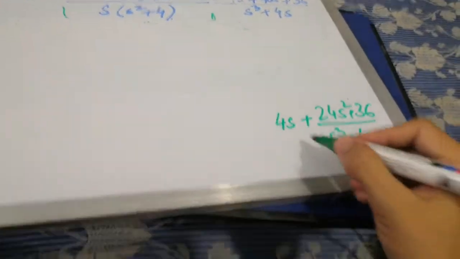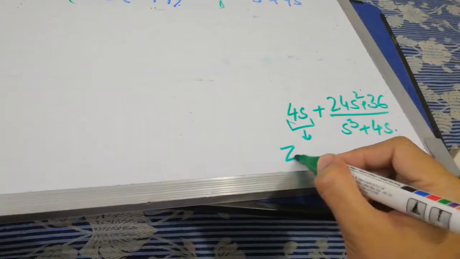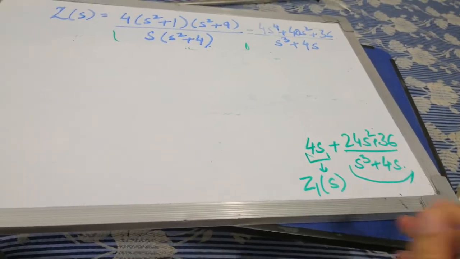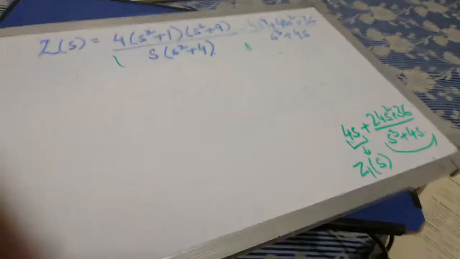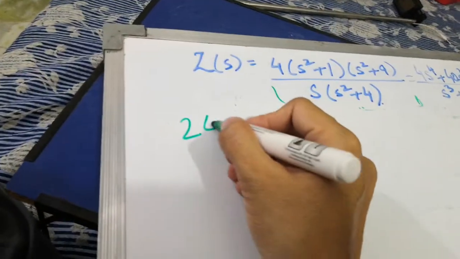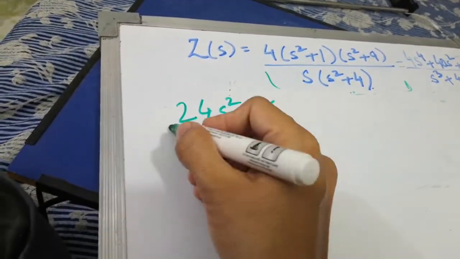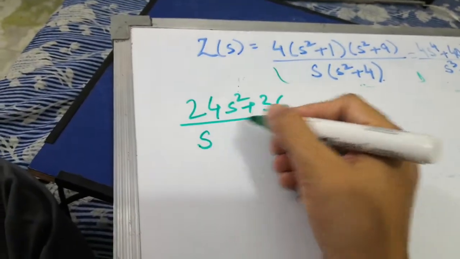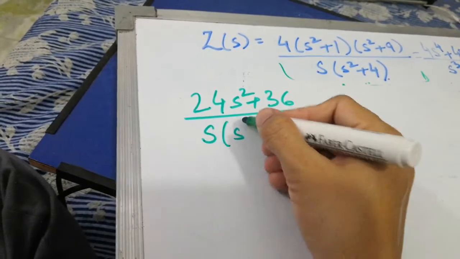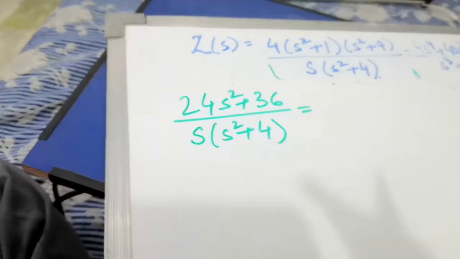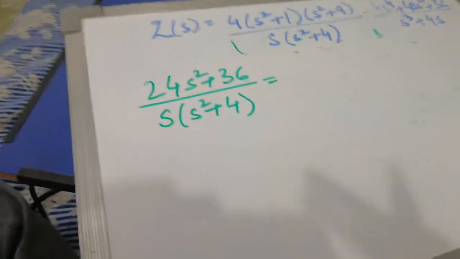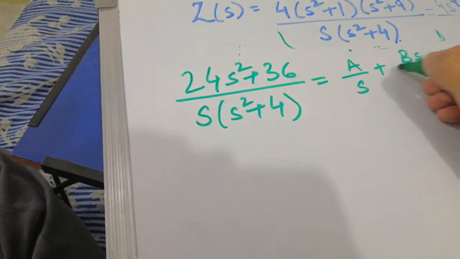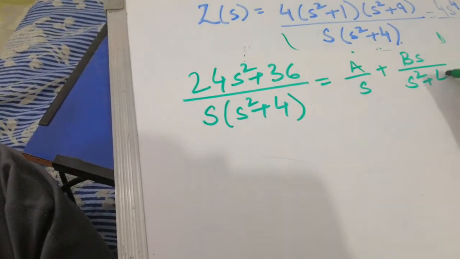Now you all can see that this is in our simple form, so I can just give it a name of Z1(s). But what about this? This is not in the simple form. Simple form means a single term. So we can directly write (24s² + 36) divided by s into, I'm going to write it in this form only, s upon (s² + 4). So I'm going to write it down with the partial fractions. So it is written as A upon s plus Bs upon (s² + 4).